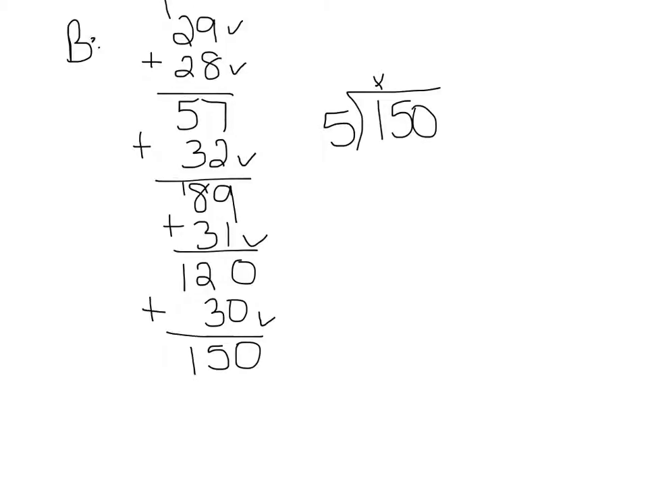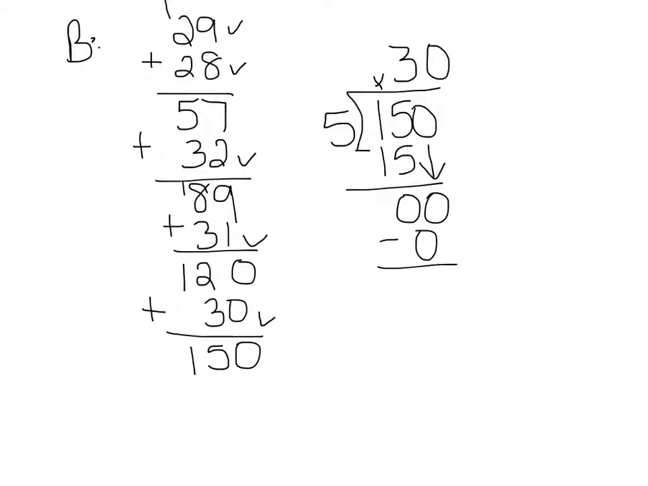5 does not go into 1, so put something up there as the placeholder. 5 into 15 3 times. 3 times 5 is 15. 15 minus 15 is 0. Bring down your 0. 5 goes into 0 0 times. 0 times 5 is 0, so no remainder. So again, for B, I'm getting 30 raisins as well. So an average or a mean of 30 raisins.